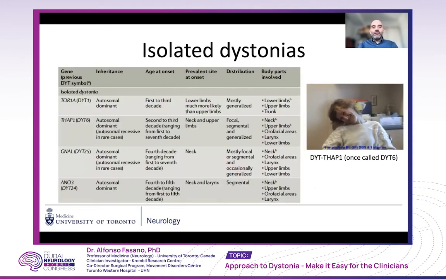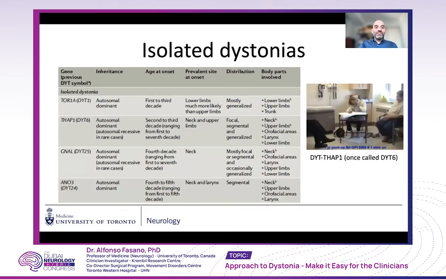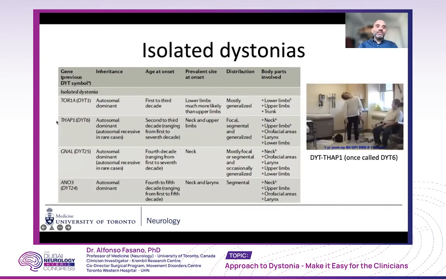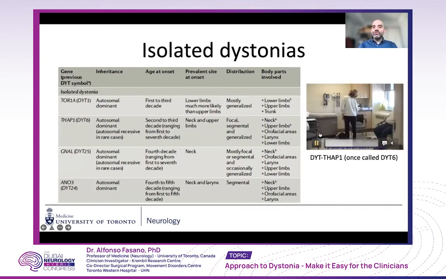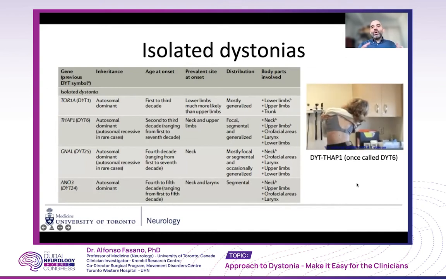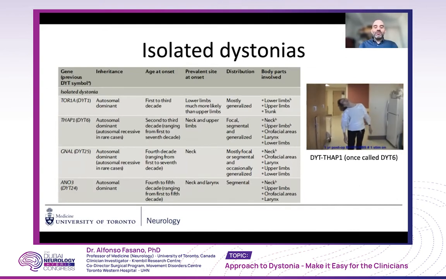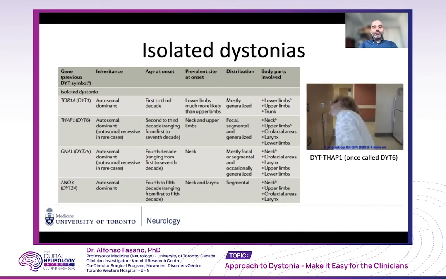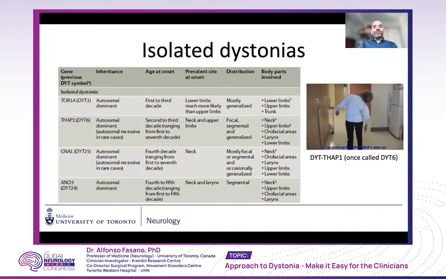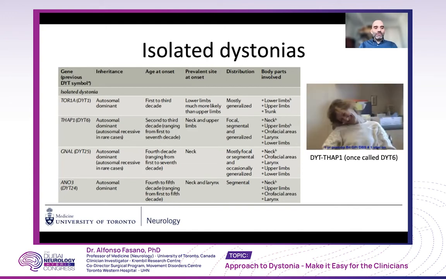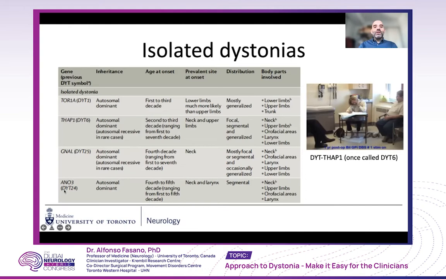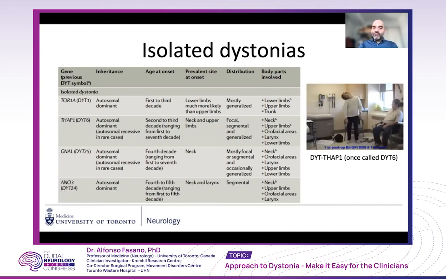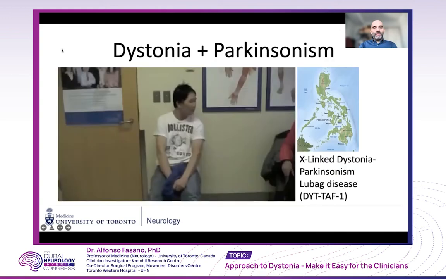Isolated dystonia is typically represented by the DYT-TOR1A that I already presented, but there is also DYT-THAP1, which used to be called DYT6, you see in this video here. This is a more focal or segmental dystonia involving the upper part of the body, usually more slowly progressive, and usually involving the adult population. And then there are newer genes like GNAL or ANO3, which is also commonly presenting with tremor, which are obviously rarer, and we're just getting to know these genes a bit better.